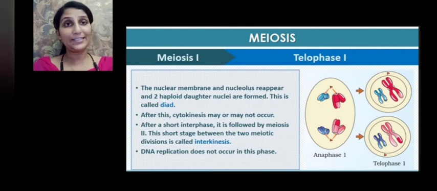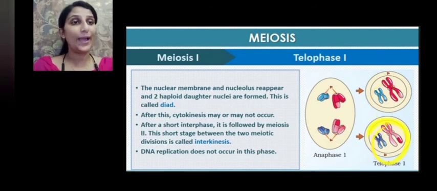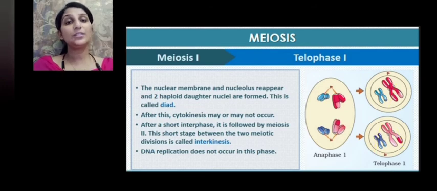And this is followed by telophase. The nuclear membrane and the nucleolus reappear, and two haploid daughter nuclei are formed. We can see two haploid daughter nuclei are formed, and this is called a dyad. So these were a homologous pair. Imagine this was a homologous pair and this was another homologous pair. After this, the cytokinesis may or may not occur. And after a very short interphase, it is followed by meiosis 2.